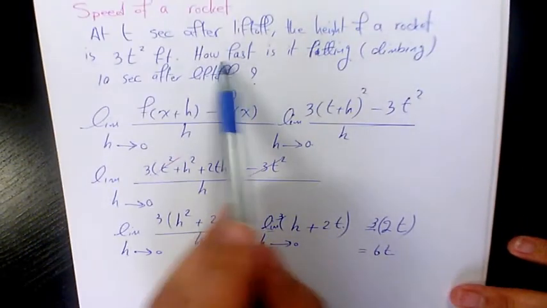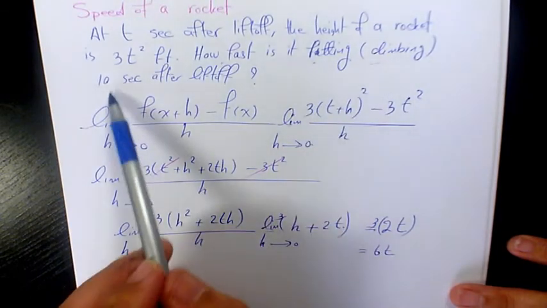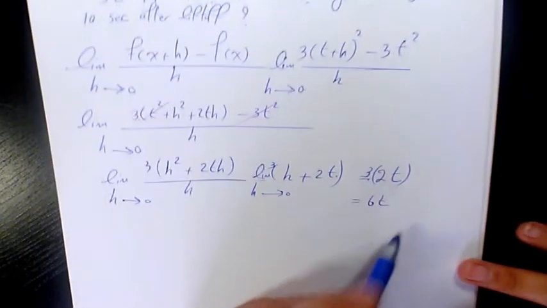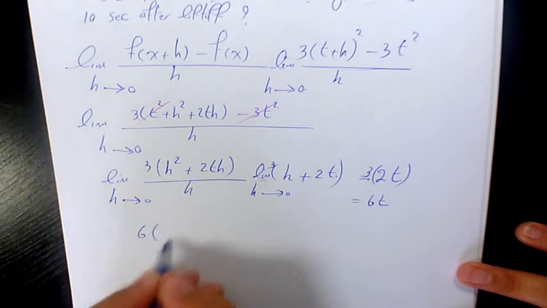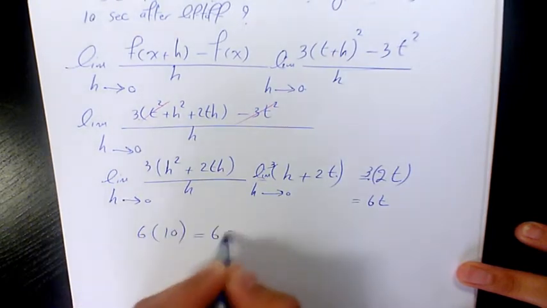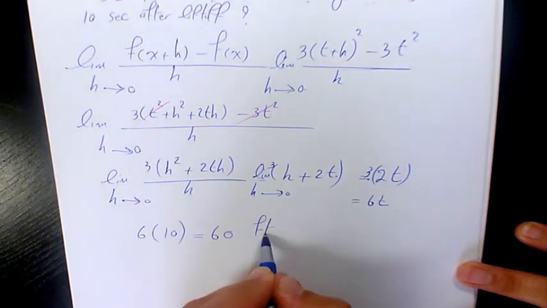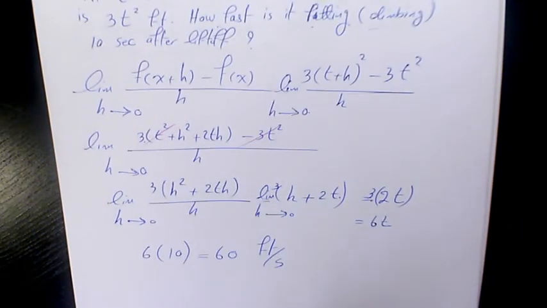So it says how fast is it climbing 10 seconds after liftoff. So I need to sub 10 here. It's going to be 6 times 10. It's going to be 60. 60 feet per second. That's going to be the speed or the rate of change.